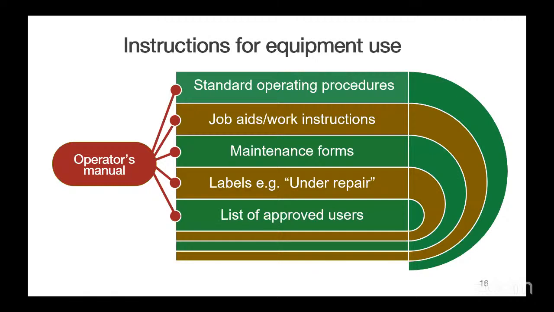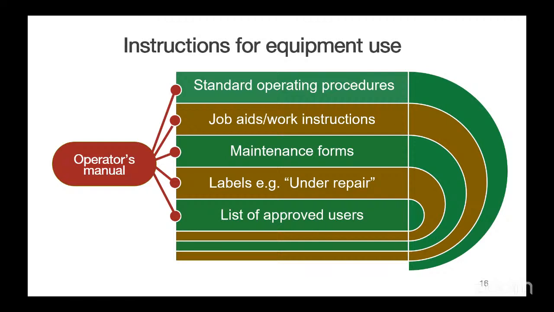Now, instruction for use. There should be standard operating procedures for the equipment. This should be derived from the operational manual. Job aids and work instructions. We know job aids are shorter forms of an SOP. What about the maintenance form? You should put a maintenance form for the daily maintenance, weekly maintenance, monthly maintenance, and maybe six-monthly or periodic maintenance, depending on the manufacturer's instruction. So you need to develop a maintenance form for that equipment, including a microscope.